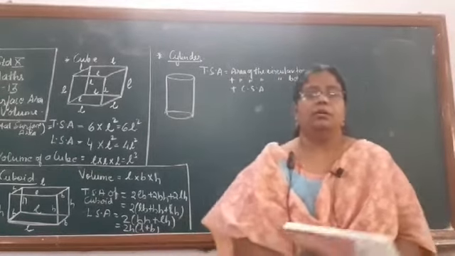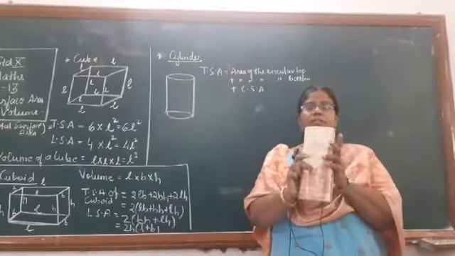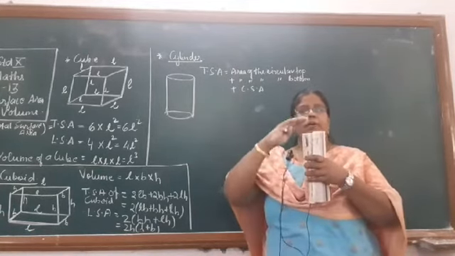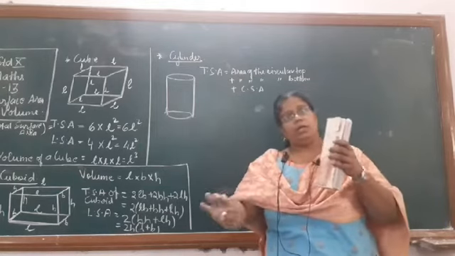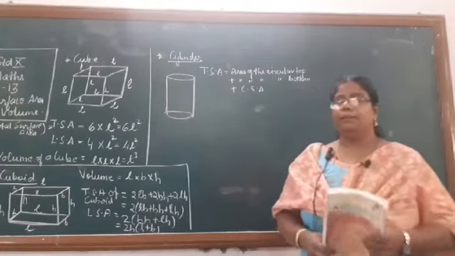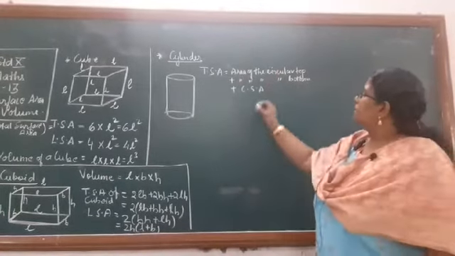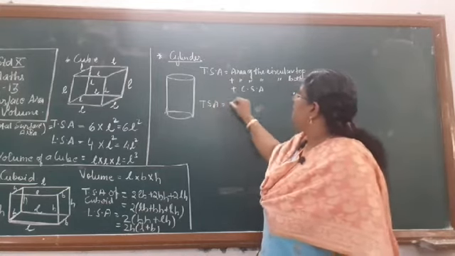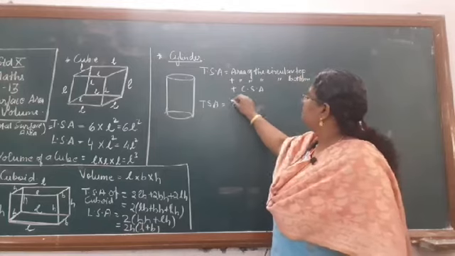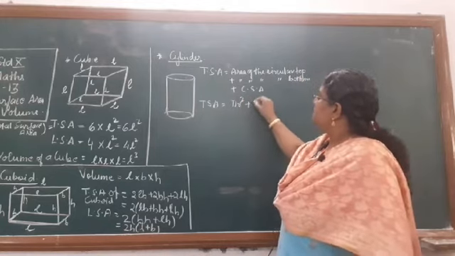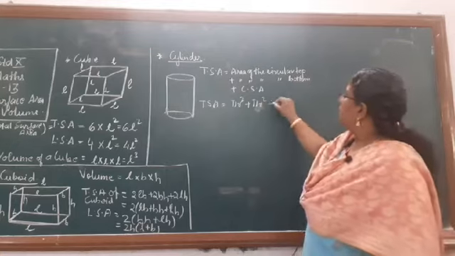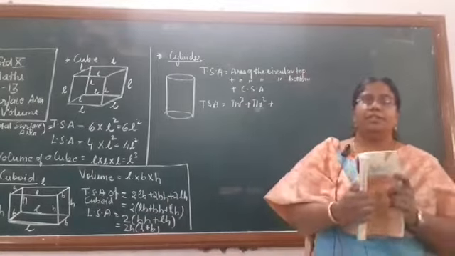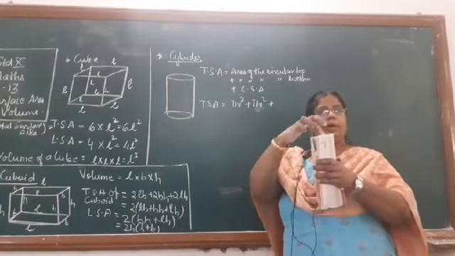If you just take a cylinder, this book is considered to be a cylinder, then this will be called its curved surface area. If we remove the top and bottom, it becomes the curved surface area. So this is how the total surface area of a cylinder will be. Total surface area will be equal to the area of the circular top, that is pi r square, plus pi r square, plus the curved surface area. Again take the book and observe it, you can see this is a circular part.